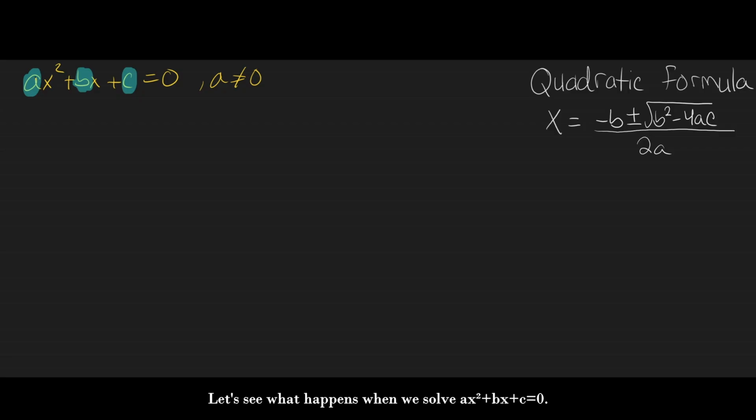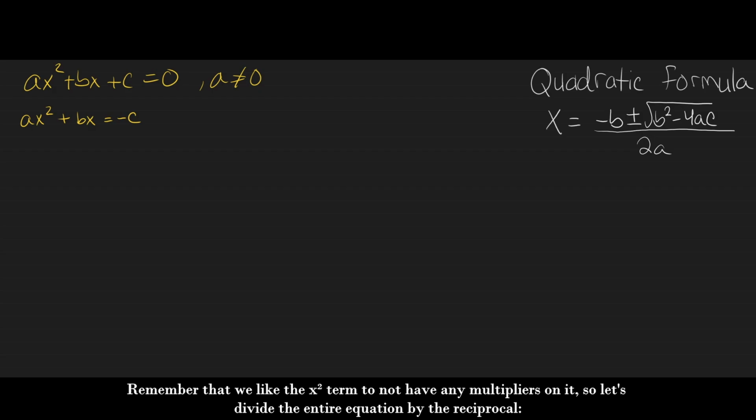Let's see what happens when we solve ax squared plus bx plus c equals 0. We'll start by isolating the constant term. ax squared plus bx equals negative c. Remember that we like the x squared term to not have any multipliers on it. So let's divide the entire equation by a. x squared plus bx divided by a equals negative c divided by a.